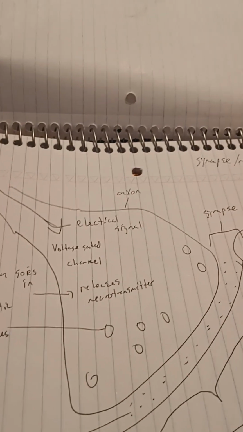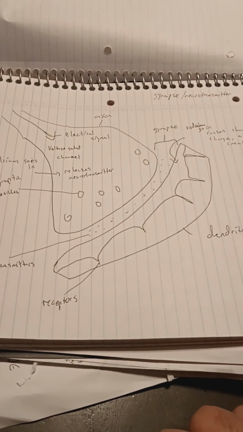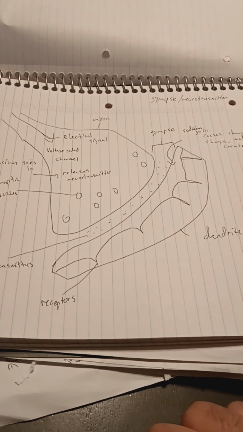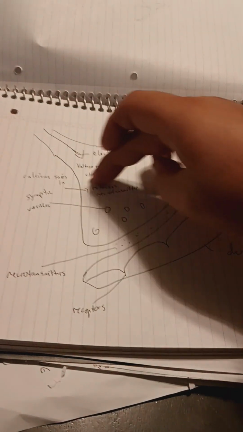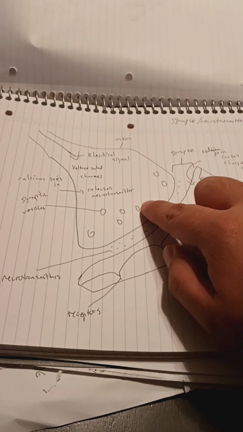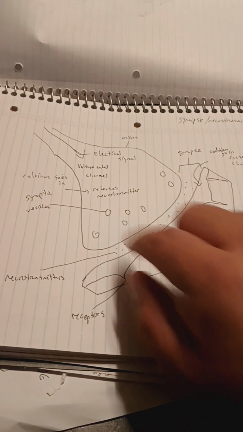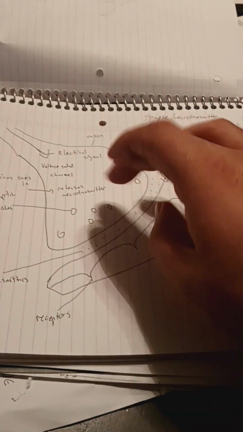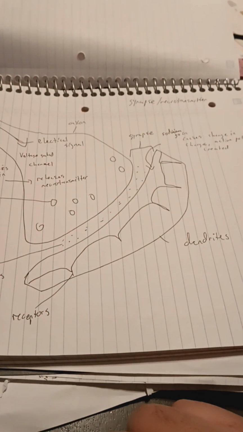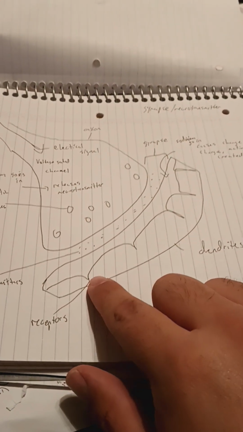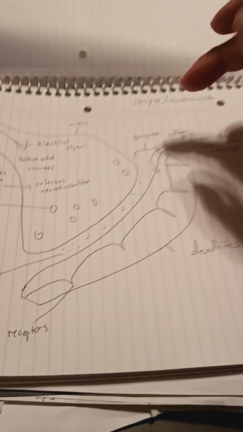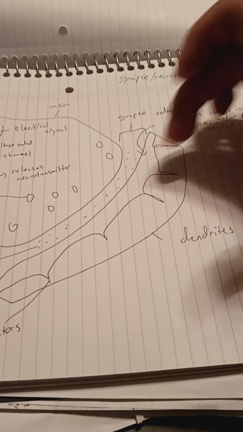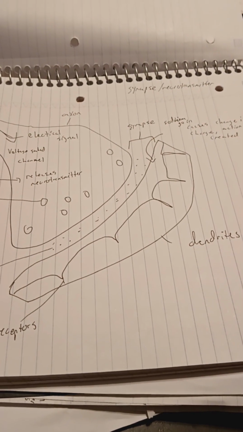Here is a synapse. Bring it out so you can see a little better. Okay, here's where the electric signal comes in. It's going to hit a voltage-gated channel. And from here, calcium's going to go in, and it's going to release these neurotransmitters from the vesicles that it came in on. Right in here is the synapse, where the neurotransmitters are going to come out to the receptors on the dendrite. And that's going to cause sodium to come in, which is going to change the charge and create that action potential.